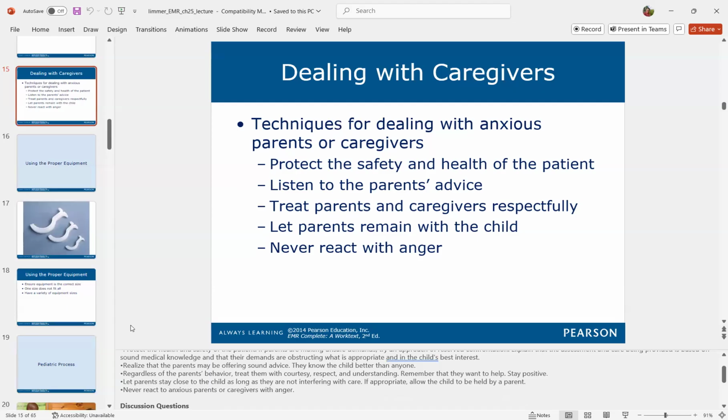Never react to anxious parents with anger. We're not yelling at people. We're dealing with it the best we can. Again, you can always get law enforcement involved, especially if it's an abuse situation or something like that, and you're getting the tingly feelings.